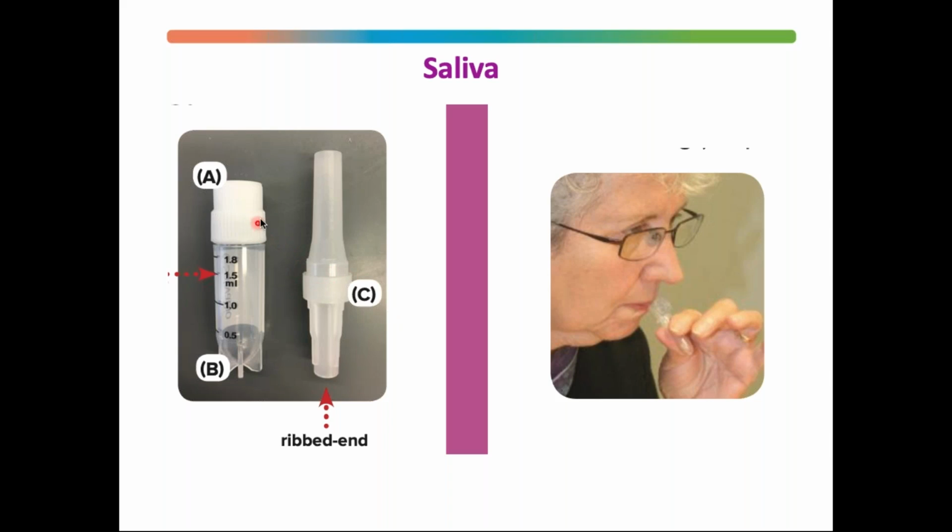They take off cap A, then they insert the ribbed end into this vial, and then they have a saliva guide here. So they hold that assembled up to their mouth and then drool passively. No spitting, clearing your throat, just passively drooling. And from that, we measured steroids.